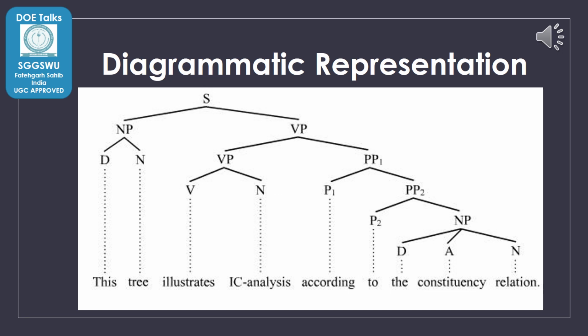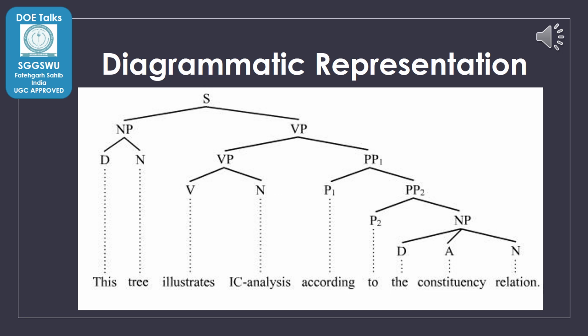Well, let us discuss IC analysis through its diagrammatic representation. Here we have a sentence which is denoted by S. The sentence is divided into noun phrase and verb phrase. In the noun phrase, we split it into determiner and noun. We may also have an adjective here.